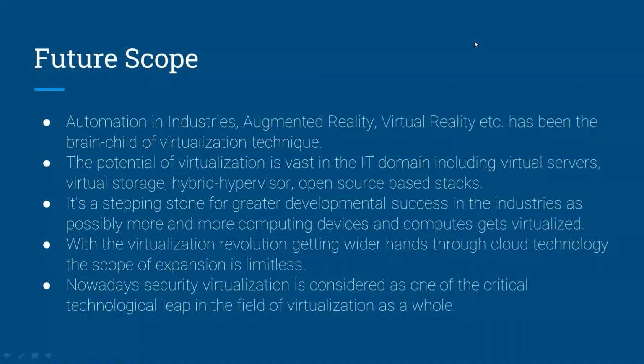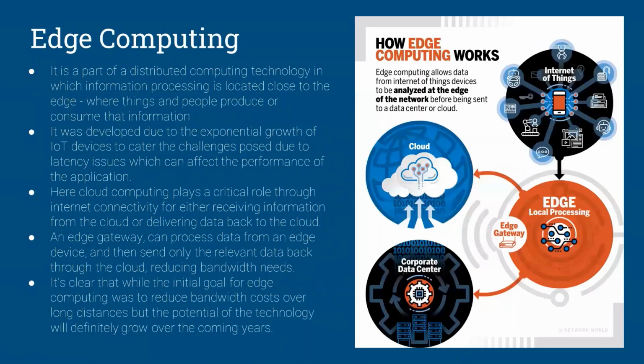Now, I'm going to talk about an emerging technology, edge computing. Even though it's present today, the scope of this technology is wide enough. Edge computing is a part of distributed computing technology in which information processing is located close to the edge, where things and people produce or consume information. It was developed due to the exponential growth of IoT devices to cater to the challenges posed by latency issues which can affect the performance of the application.